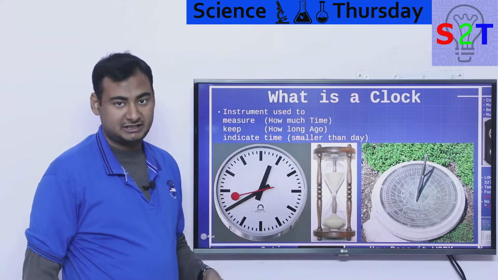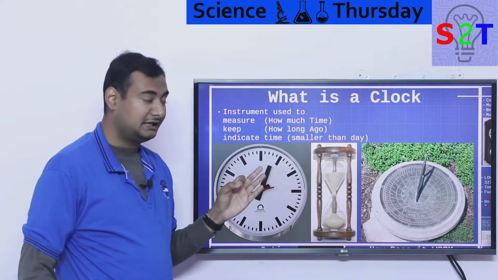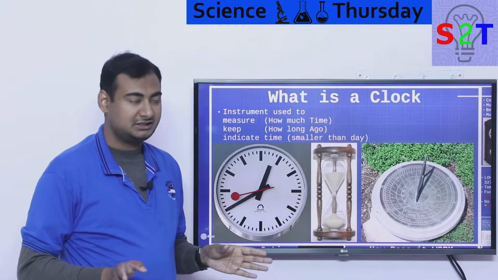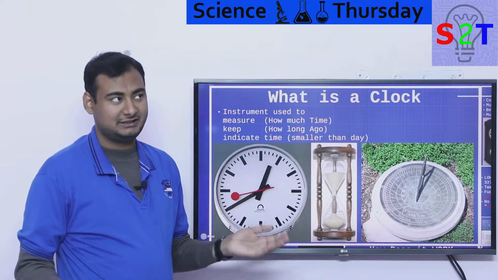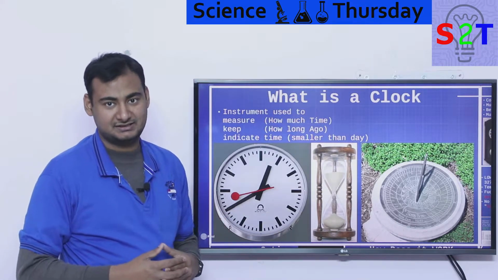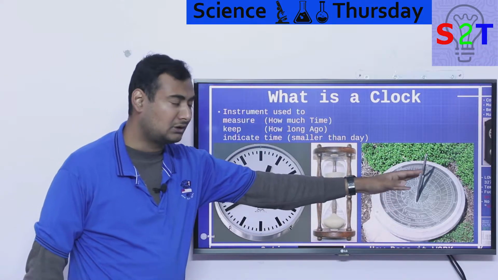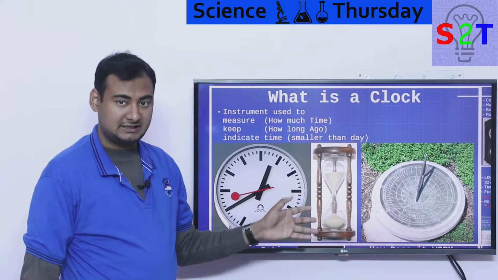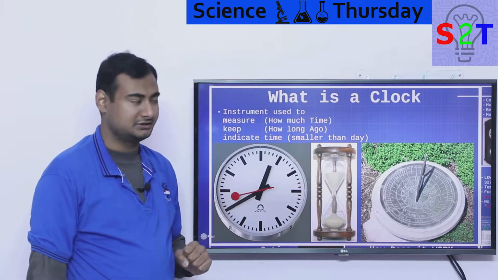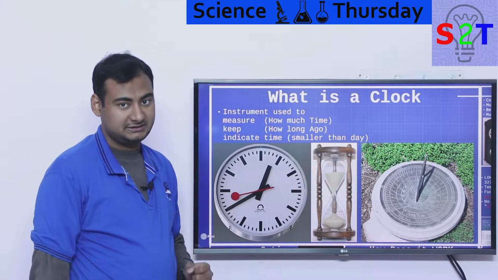Then it also has to indicate it. This is for us basically, and it must be smaller than a day, because if you are building a clock that is showing only 1 day or 1 night, we can see it using the sun itself. So it has to be much smaller than that. Even the earlier sundial can show hours very accurately, a sand clock also, and this is our modern system. So these are the three core things that it has to do.